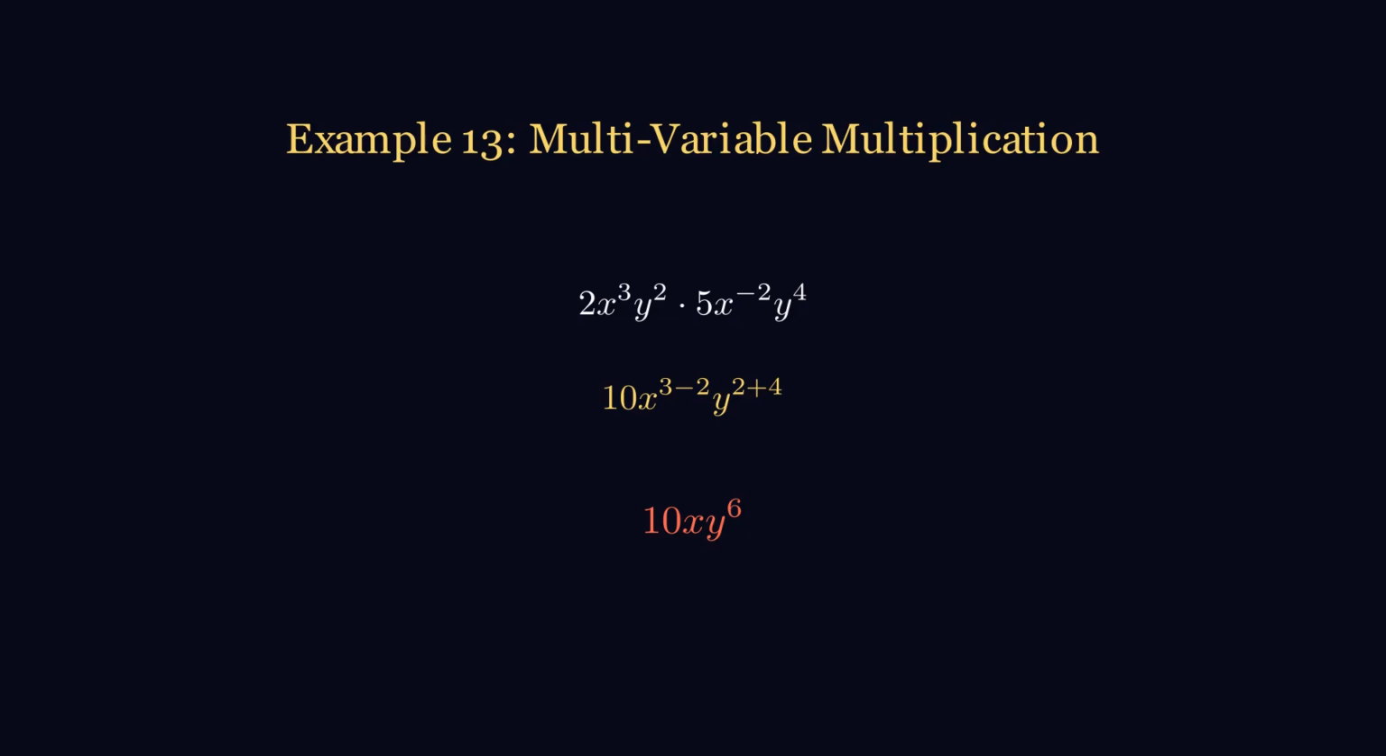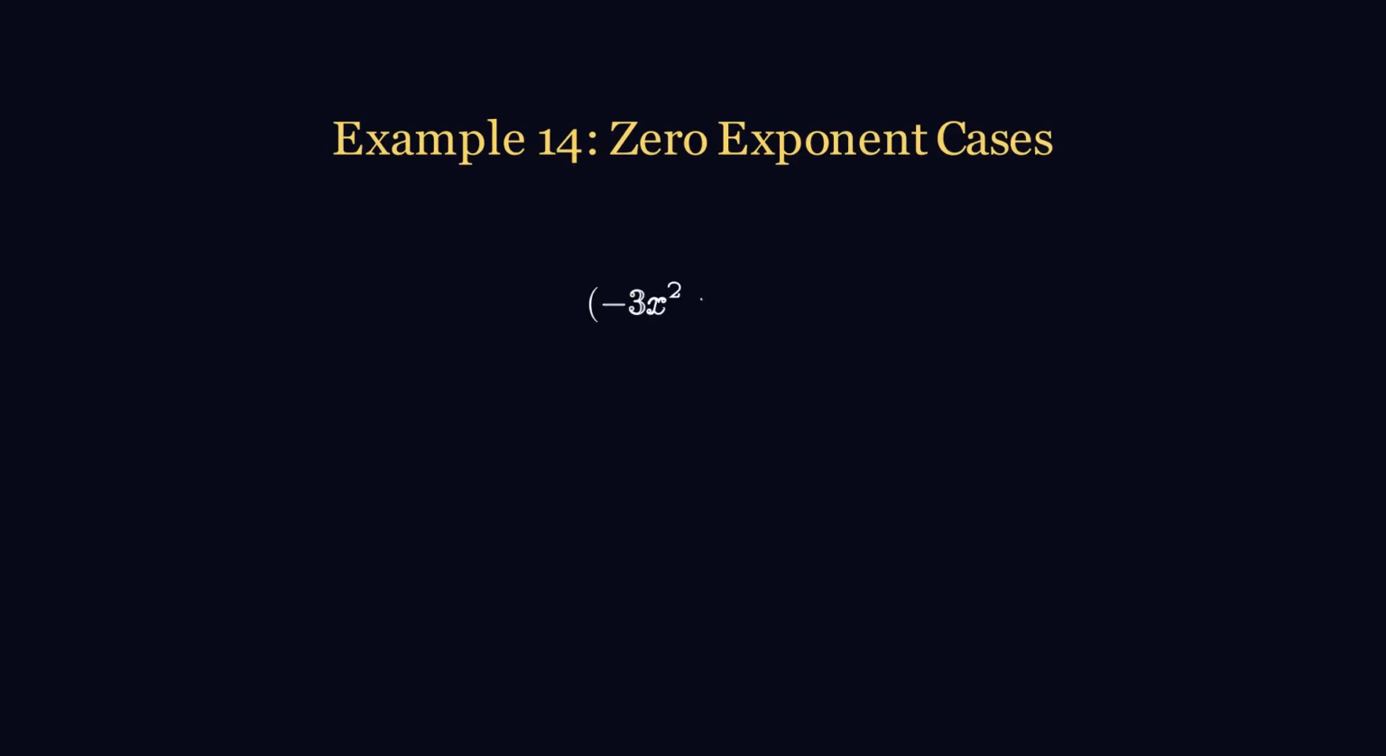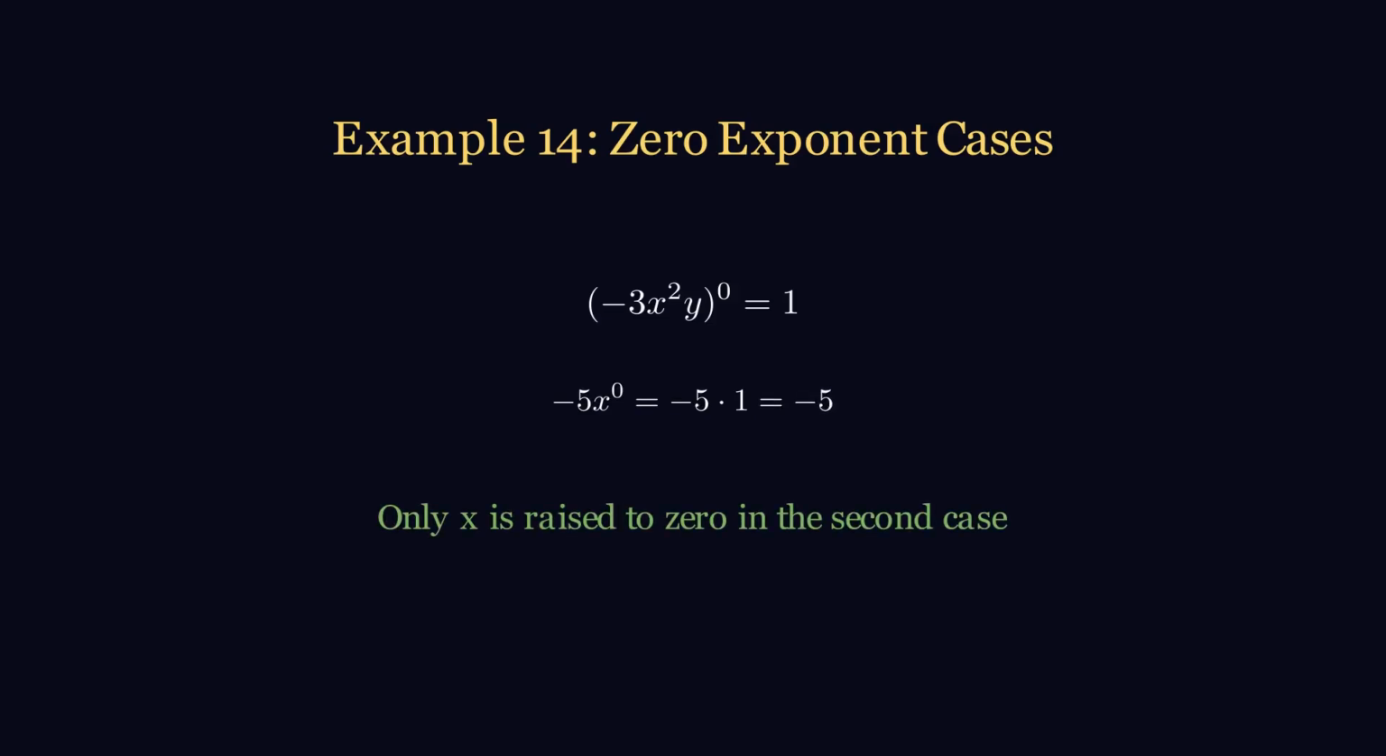Now for some special cases with the 0 exponent. What is -3x squared y, all raised to the 0 power? Remember, anything raised to the 0 power equals 1. So this entire expression equals 1. But what about -5x to the 0 power? Here, only the x is raised to the 0 power, not the entire expression. So x to the 0 equals 1, and we're left with -5 times 1, which is -5.